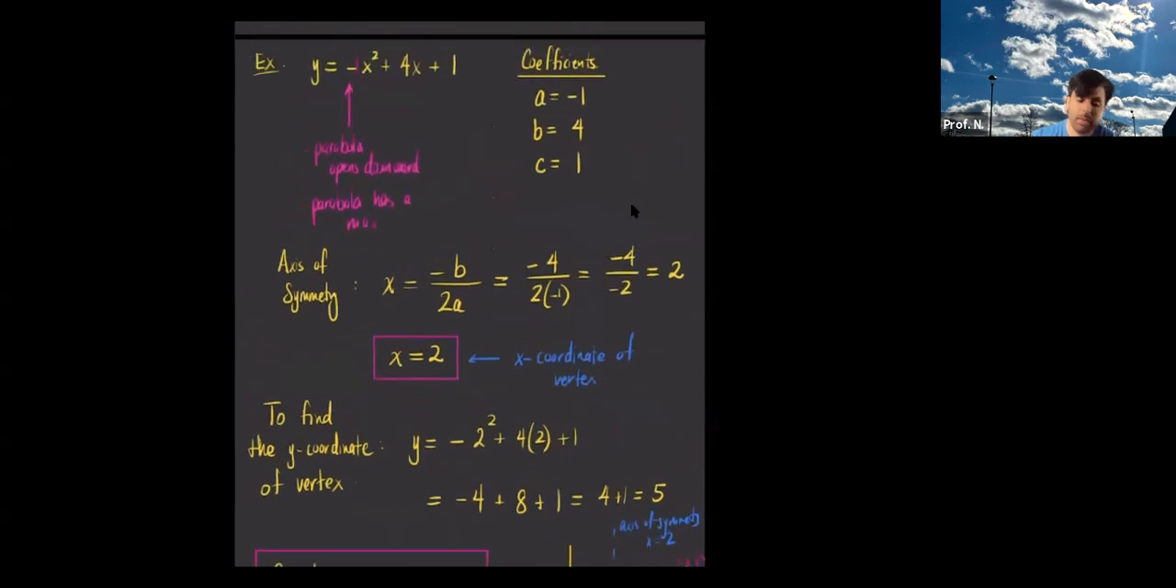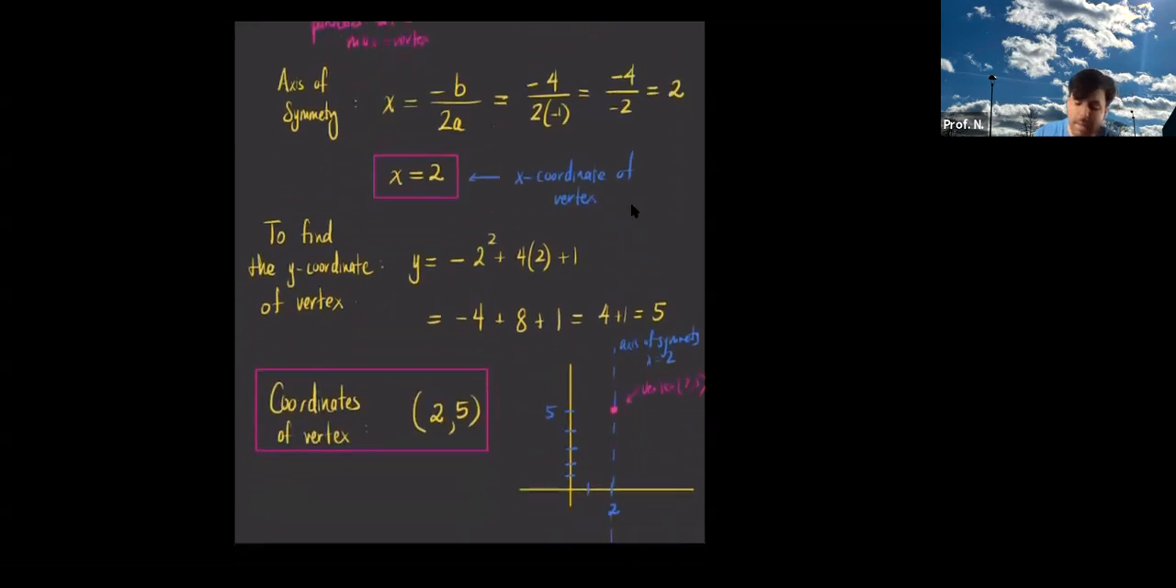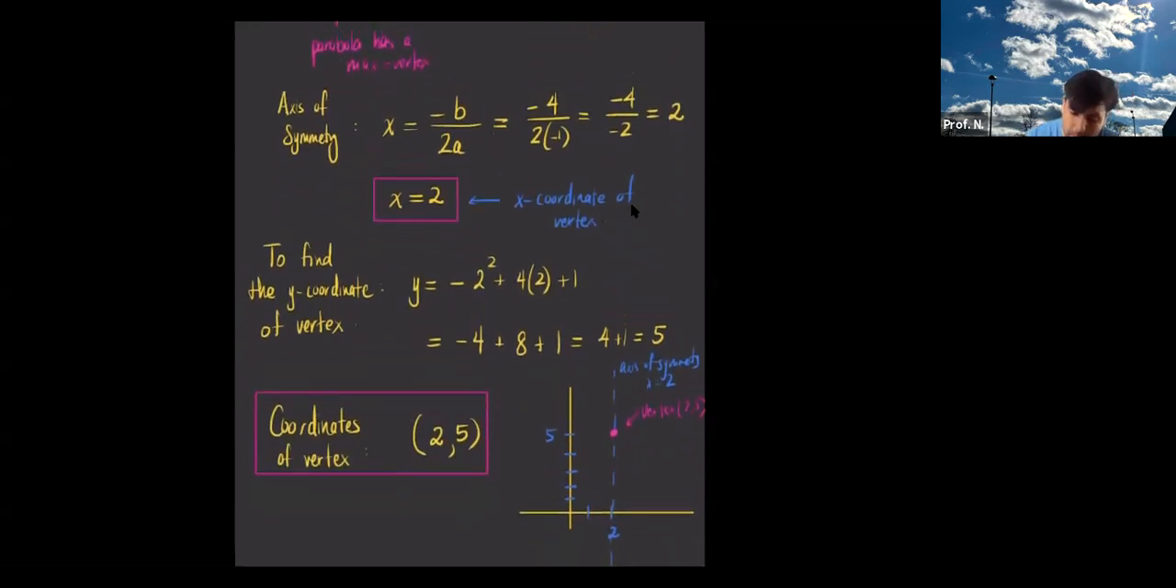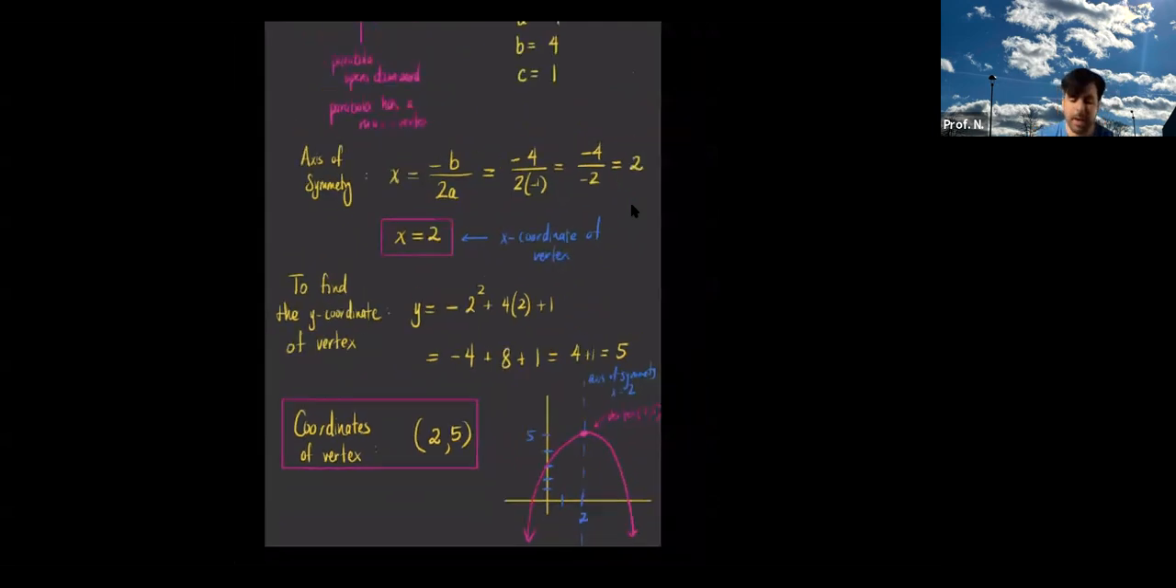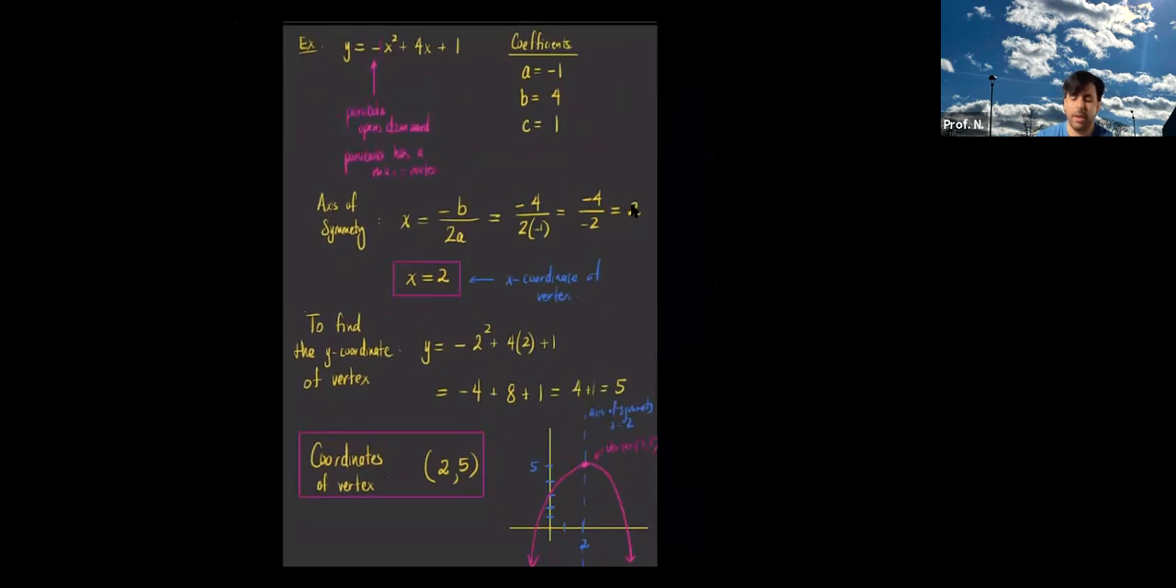And what else do I know? I know that that vertex is a max. If it's a max, that means that this must open downward. So I'm going to have something that looks like this. That's going to be a sketch, of course, of my original function, quadratic function, negative x squared plus 4x plus 1.